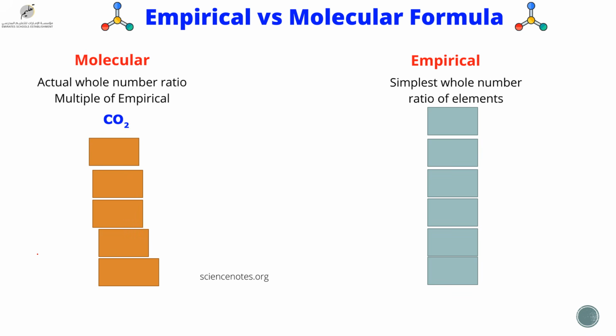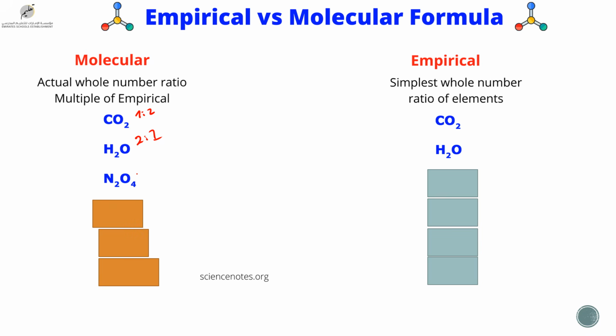So CO2, what's the empirical formula? Excellent. It's going to be CO2. Why? Because the ratio here is 1 to 2, no common factor. H2O, 2 to 1, same, the lowest, no common factor. Now N2O4, 2 to 4, is there a common factor? Yes, 2. We divide by 2, divide by 2, so it will give us N1O2. Okay, we don't write the 1 in chemistry.